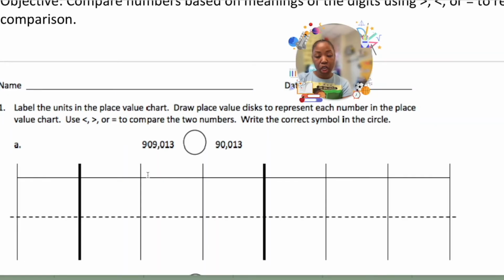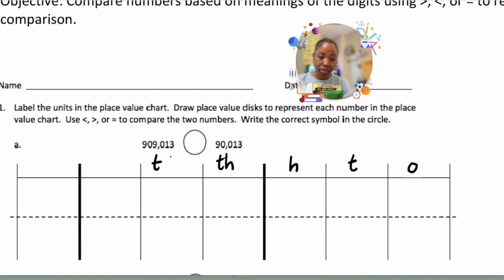All right, for the first two, you will need to label the place value chart. I'm going to do the first one with you, and then you're going to need to label the others in the same way. For the first one, I'm going to start building from the bottom. This is the ones, tens, hundreds, thousands, 10,000s, 100,000s, millions. Go ahead and label all the place value charts in this assignment.